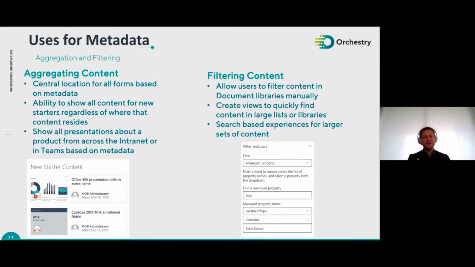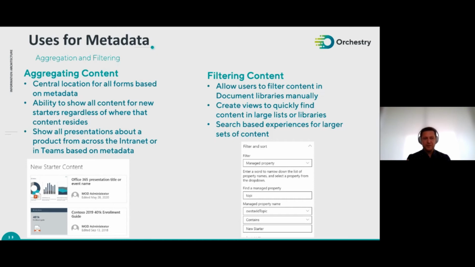So this is the idea of metadata allowing you to show content independent of that physical location. And with metadata, you don't need to have a huge amount there. I'll show you in just a moment what that typical set is. And the last thing, of course, is around filtering. This is the ability to filter content, allowing users, particularly in more static types of content like document libraries, to filter content based on a particular piece of metadata.